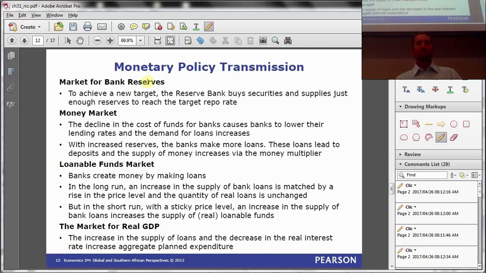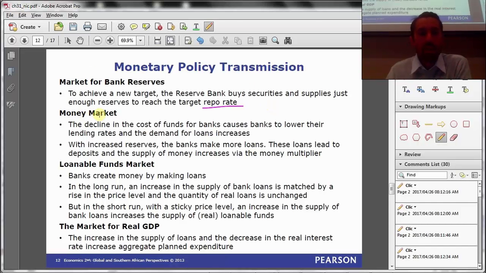What is the market for bank reserves? We've kind of touched on this already. To achieve a new target, the Reserve Bank buys securities and supplies just enough reserves to reach the target repo rate. Yeah, that might be the case in places like the UK, but in fact in South Africa that's not actually how we do it. We'll talk about that in a moment.